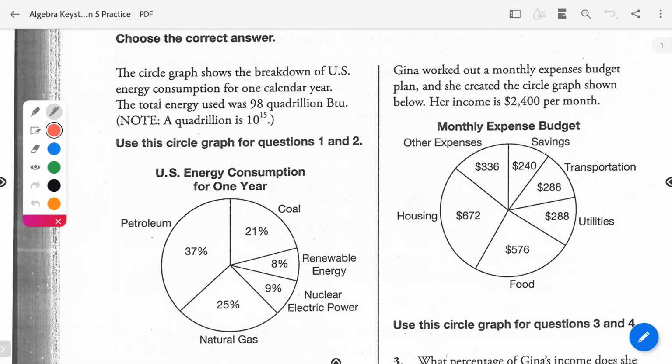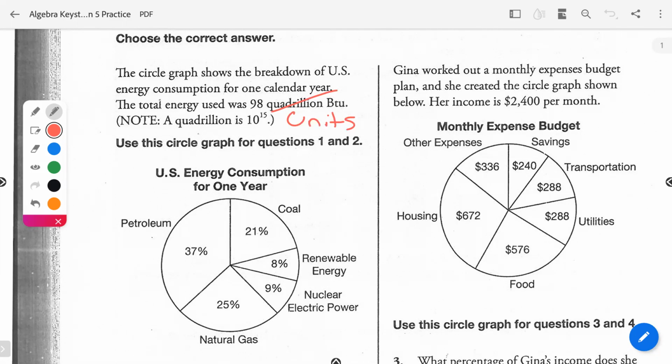Okay, so let's take a look first at the one that has the slices broken down into percents on my right hand side. First thing I want to change a little bit: in the problem, they give you an awful big number here. We're going to change quadrillion basically into units. The reason we did that is this circle graph is going to be broken up into 98 individual units, 98 pieces.